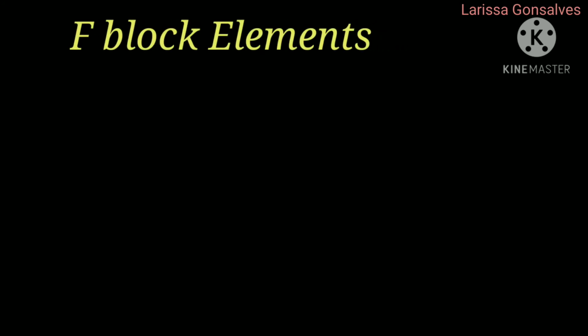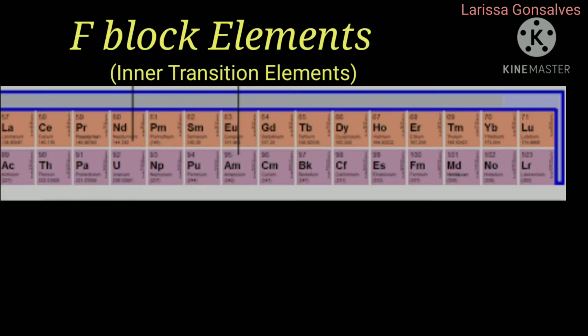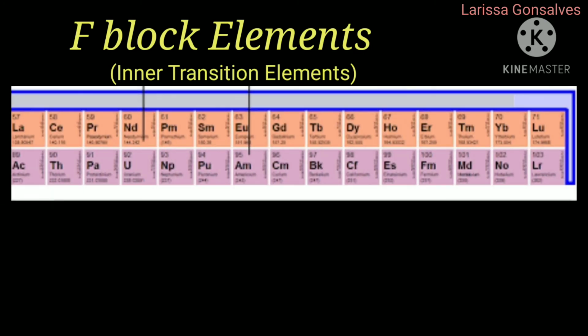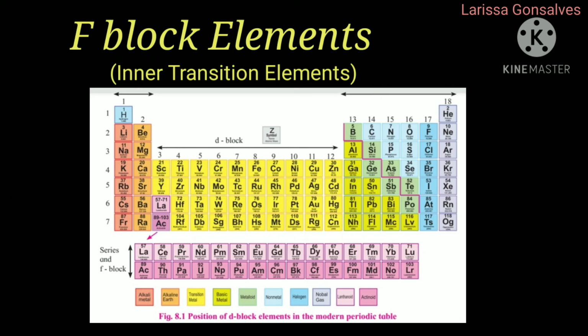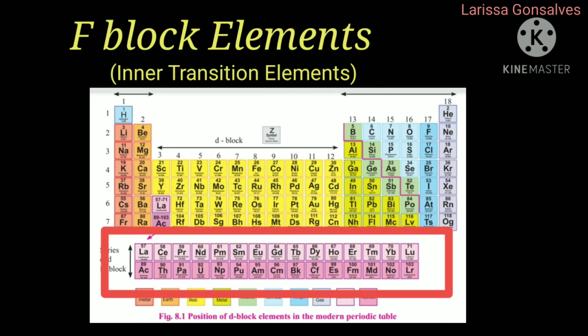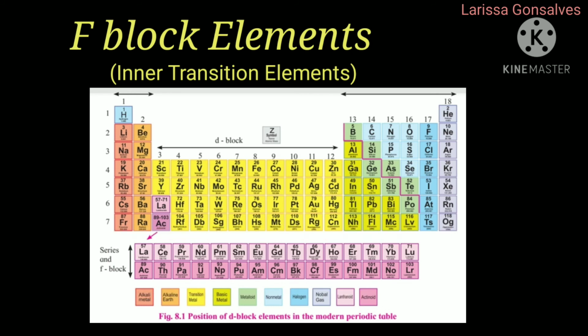Now we move on to study the F block elements, which are also called the inner transition elements. The inner transition elements consist of lanthanoids and actinoids. The elements whose f orbitals get filled up by electrons are called F block elements. The F block elements are placed separately at the bottom of the periodic table and they consist of the 6th and 7th period. Since the f orbital lies inside the d orbitals when compared to the transition metals, they are called the inner transition elements.